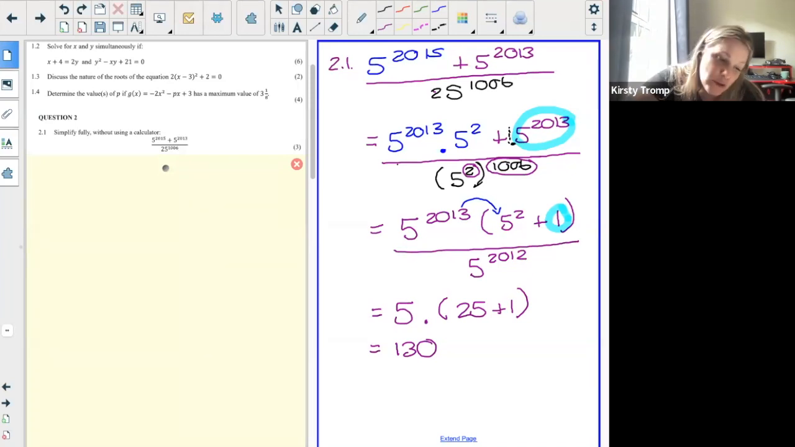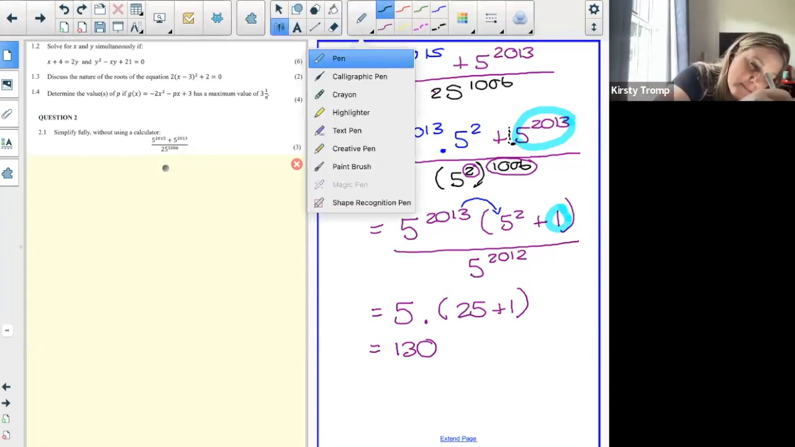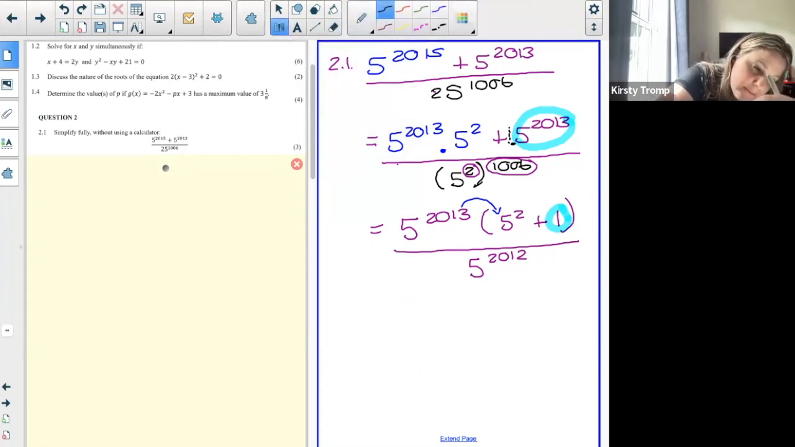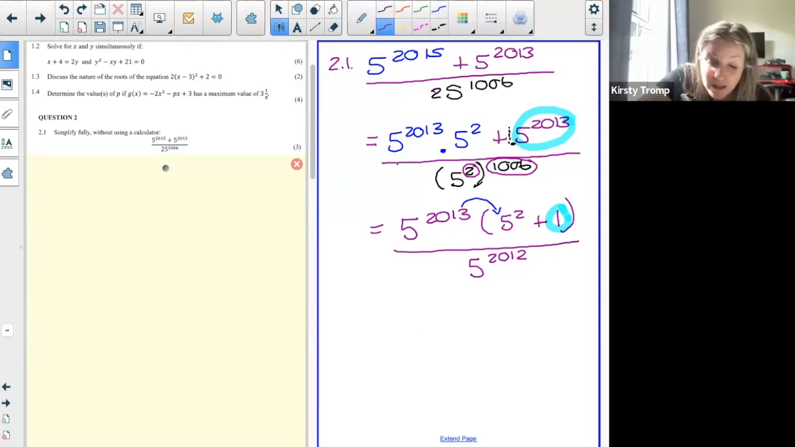Ma'am, how did you move from the 3rd step? So 1, 2, 3. How did I move from the 3rd step? Let me go and show you very quickly. Okay, so how did I move from the 3rd step? Let's go see. All right, so in the 3rd step, I've got 5 to the power of 13 over 5 to the power of 2012. So if I look at that, I've got 5 and 5.